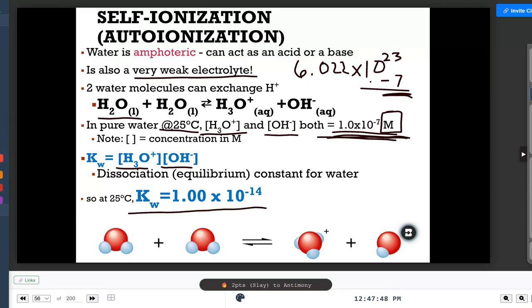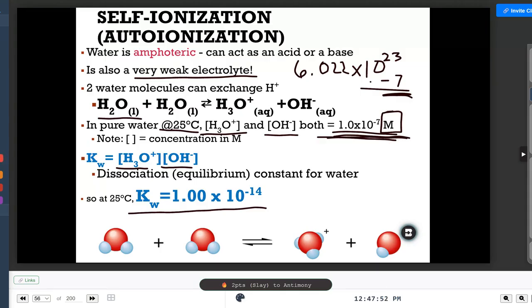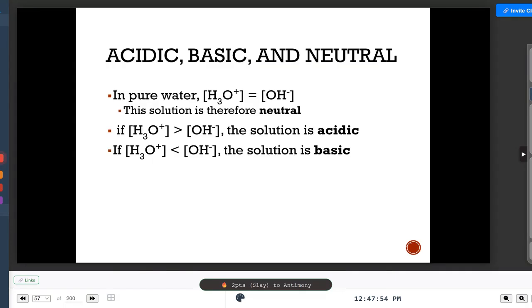All right, so we have this K value, and this K value is something that we're going to tie to our pH. Okay, so let's see how we do that. Does anybody have any questions so far?